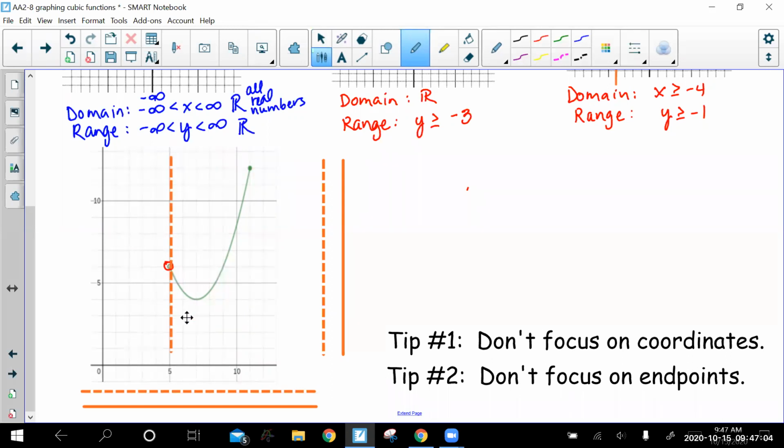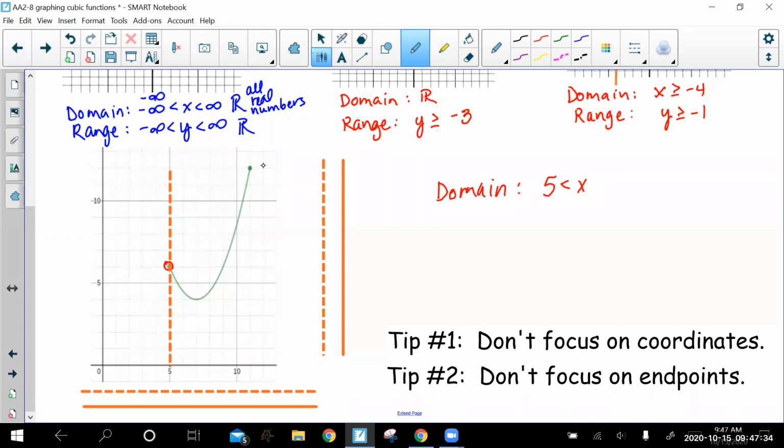Now, these lines are not part of the graph. This is just how I see domain and range, and I find that it very much helps students see domain and range. If you just kind of, okay, there's that wall, and you can see that the graph never gets back here. Okay, so I know for my domain, the smallest possible x value is 5, and it doesn't quite reach it. So it's going to be x is greater than 5.